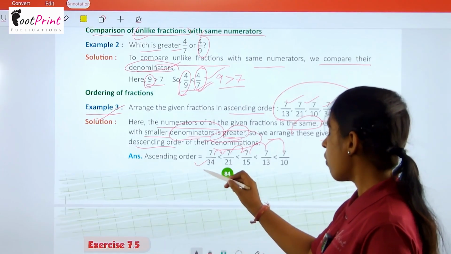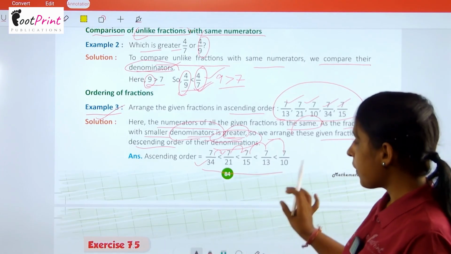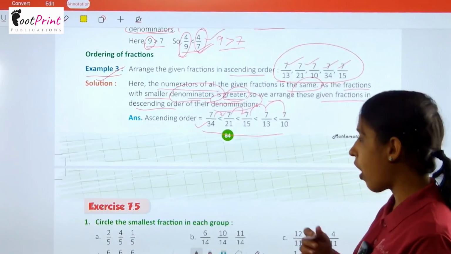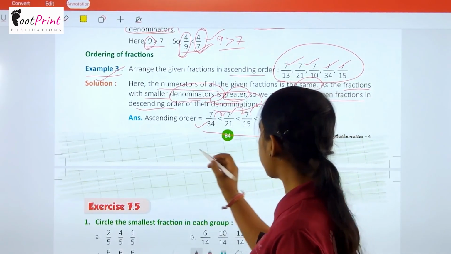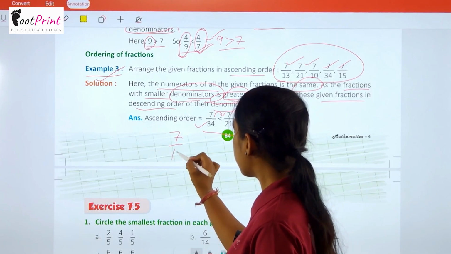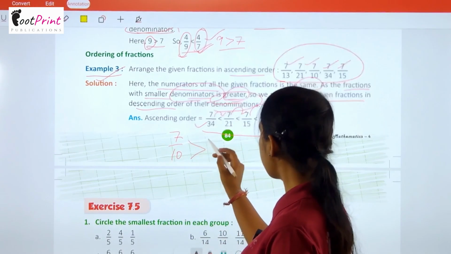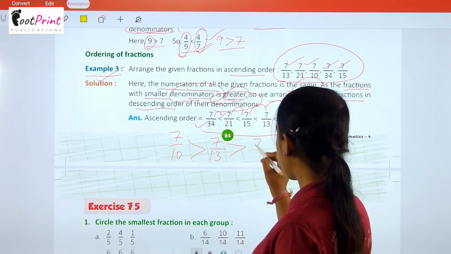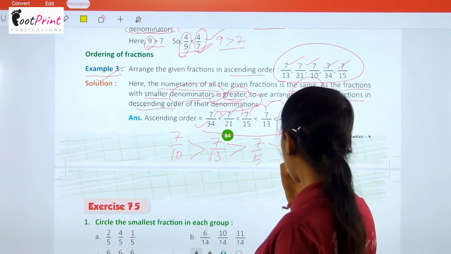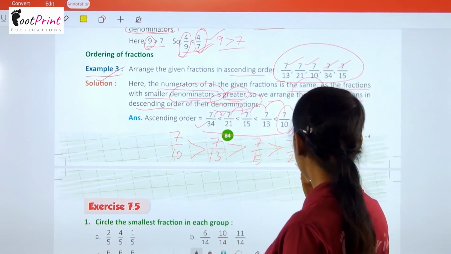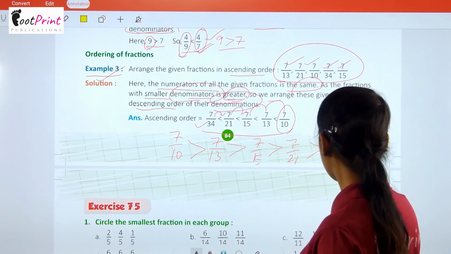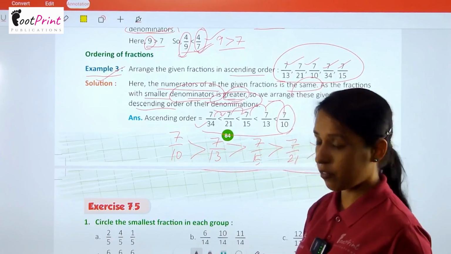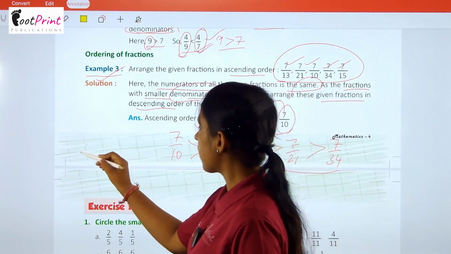So we arrange it in ascending order, or if we arrange it in descending order, how do we arrange? Here 7/10 is the greatest fraction, then 7/13, after that 7/15, now 7/21 and 7/34. Okay, so this is in descending form.